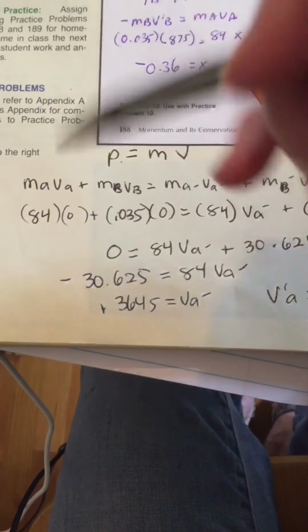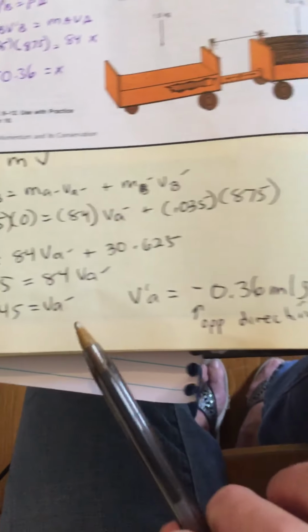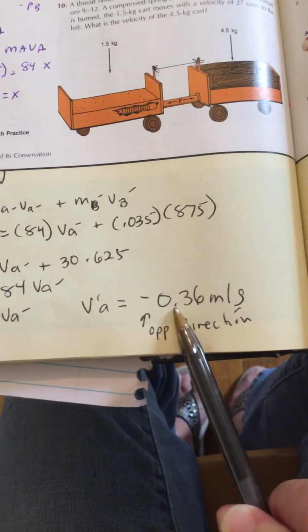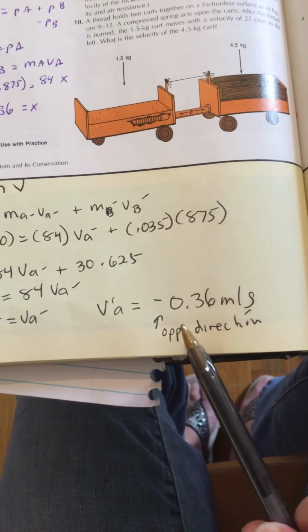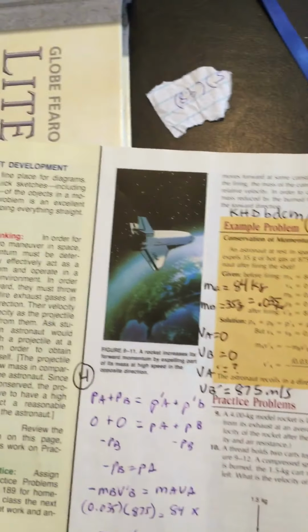0.3645. And this is negative. Your book rounds it off to negative 0.36. And what that negative means is that they go in opposite directions. The gas goes one way, the astronaut goes the other way. So that's pretty fun. Put it in your calculator and give it a try.